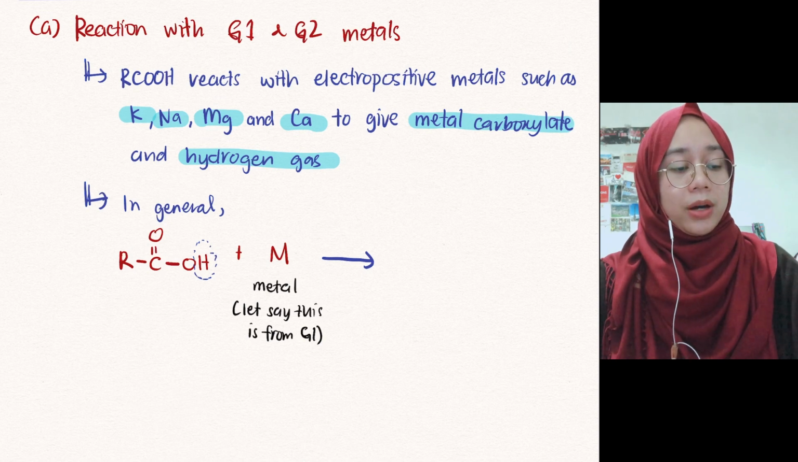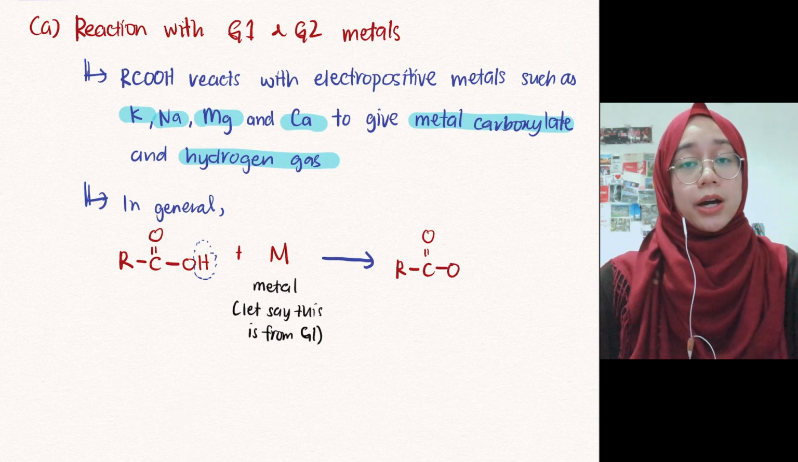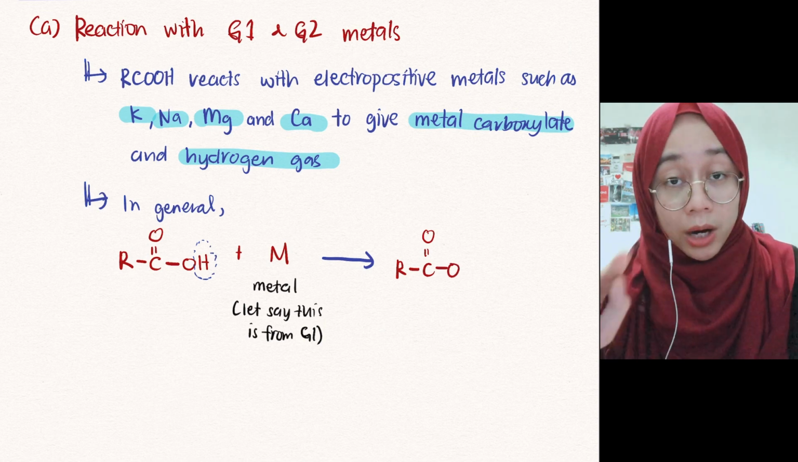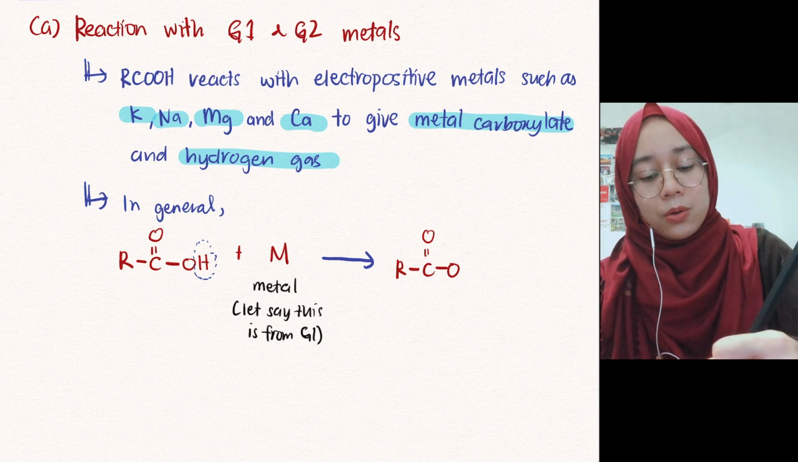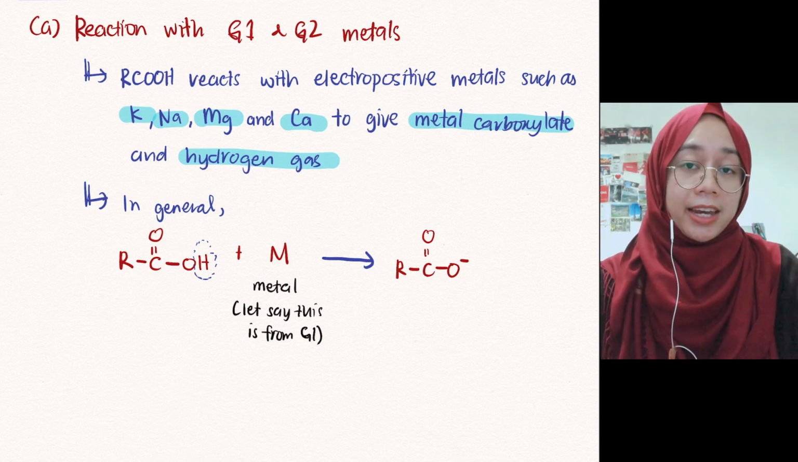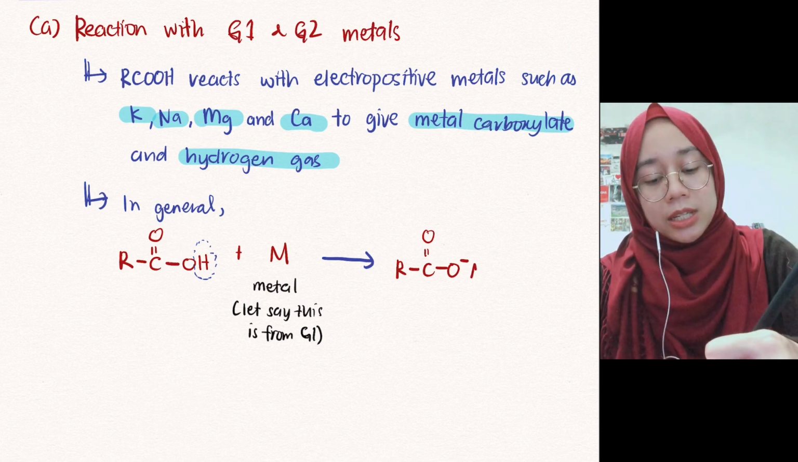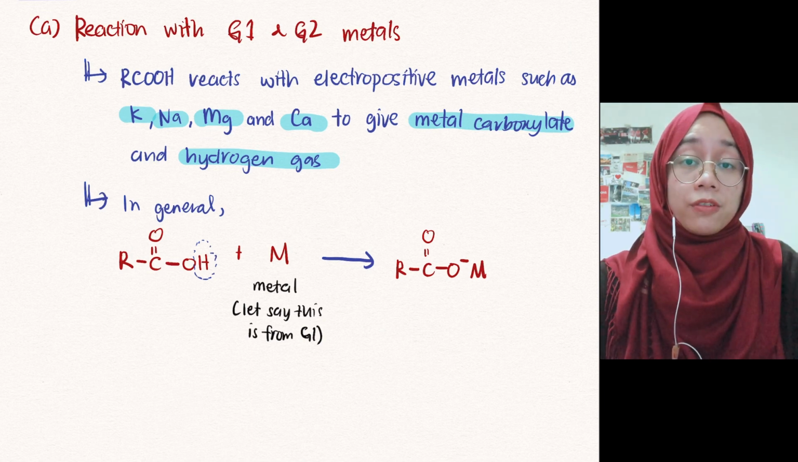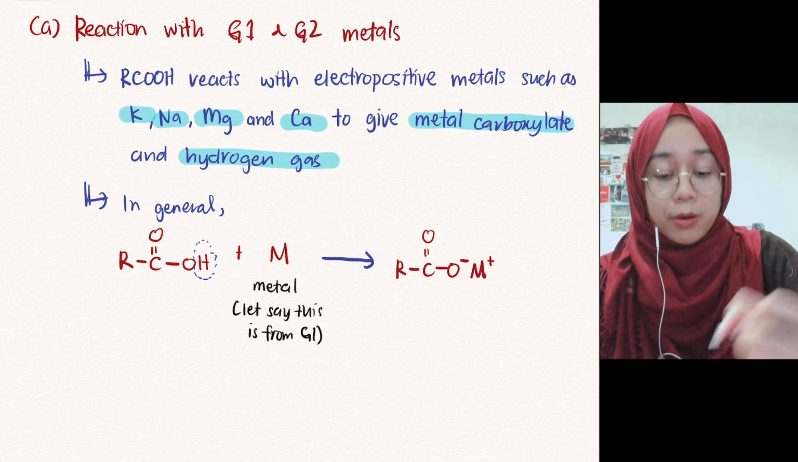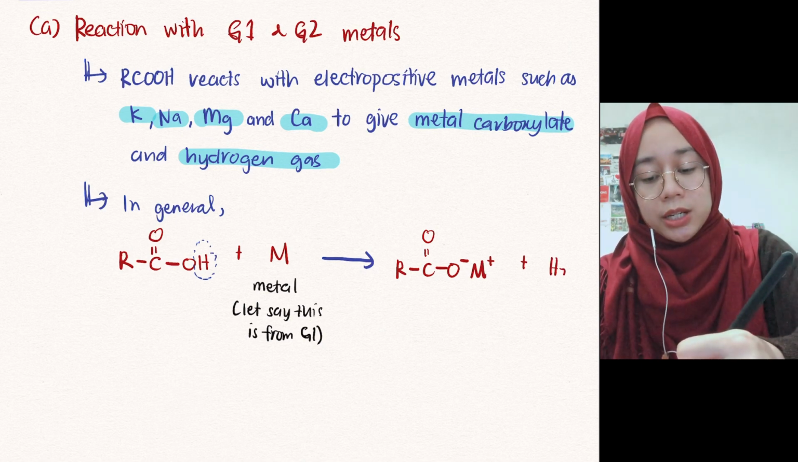Okay, meanwhile what happen pula yang tinggal adalah RC double bond O. So kalau hydrogen H plus keluar daripada kita punya acid, so yang tinggal kat sini adalah RCOO negative. Okay, and then nanti metal yang akan attach dengan dia lah. So since metal tu adalah from group 1, so charge untuk metal ion from group 1 adalah M positive. Okay, and then dia akan produce pula hydrogen gas.